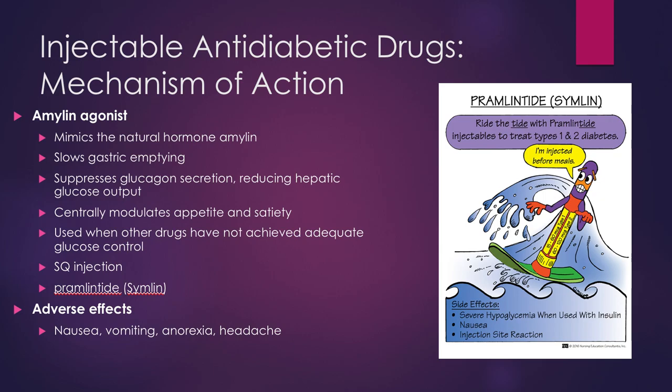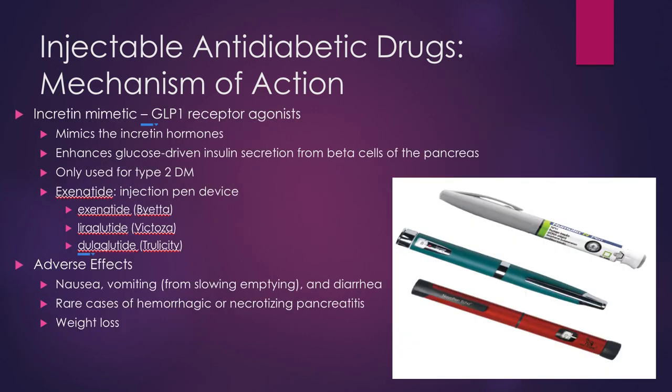Pramlintide, the brand name was Symlin. It can cause nausea and vomiting because it's severely slowing down the processing of food. And so when people first started, they were eating normally and then they would get all pukey because it was like they went to the golden feeding trough for dinner. So that's what my dad calls Golden Corral.